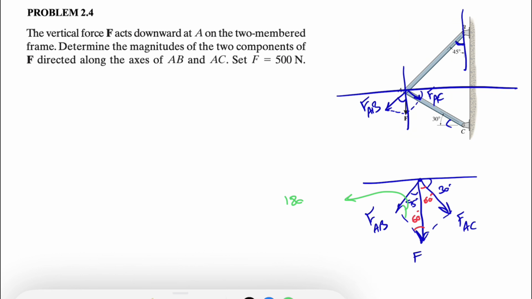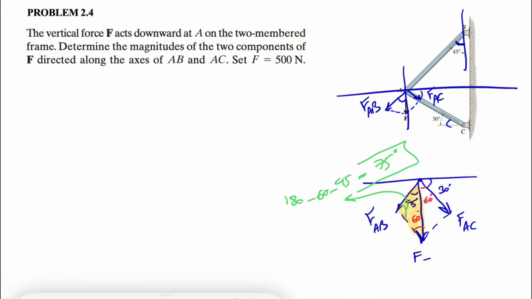We have a triangle on the left side. I'm going to highlight it in yellow. So we have this triangle. We know the sum of all angles in a triangle is 180, so 180 minus 60 minus 45 is going to give us the other angle. 180 minus 105 will be 75 degrees. Now we have all the angles.